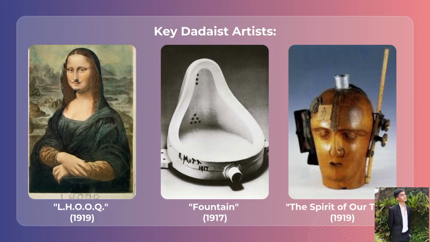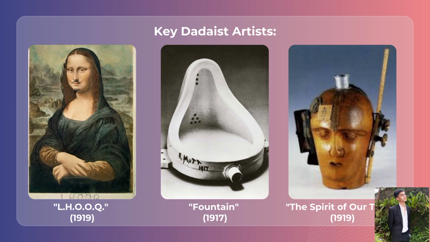So here are the examples of Dadaism art: L.H.O.O.Q. 1919, Fountain 1917, and The Spirit of Our Time 1919. So L.H.O.O.Q. 1919, this piece is Marcel Duchamp's famously provocative ready-made. He took a reproduction of the Mona Lisa and added a mustache and goatee, subtly altering the iconic image. This simple act challenged traditional notions of art and beauty. The title, when pronounced in French, is a suggestive phrase, further adding to the work's irreverent nature. It is a prime example of Dada's anti-art stance.